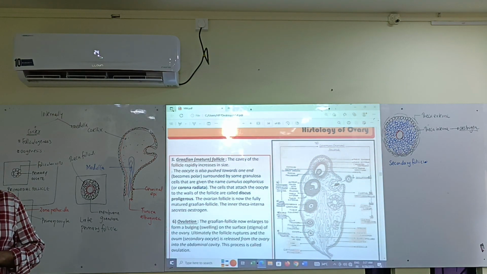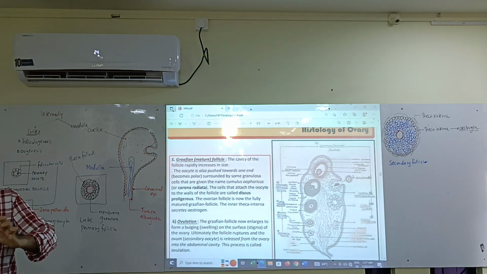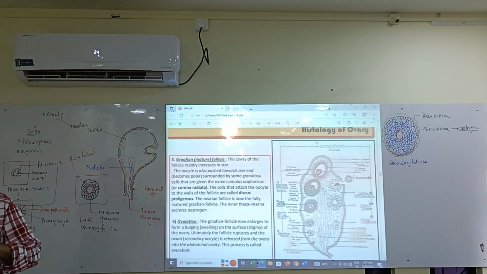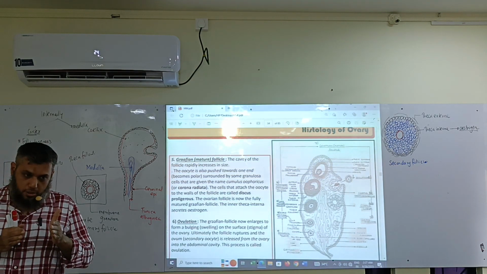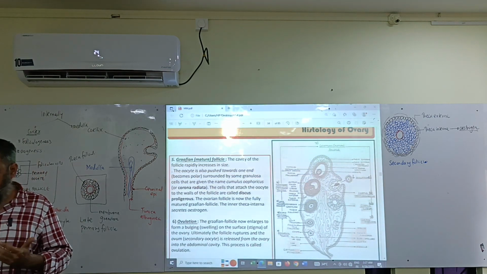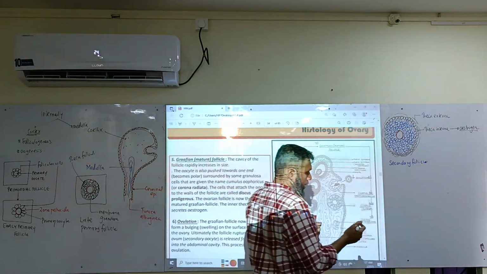उसके अराउंड एक फाइब्रस कवरिंग था, उसको क्या कहा हम लोगों ने? थीका फॉलिक्यूलाई. फिर नेक्स्ट क्या चेंज आया? थीका एक्सटर्ना बना, थीका इंटरना बना. थीका इंटरना क्या सिक्रीट करता है? एस्ट्रोजन. तो एक प्राइमरी oocyte है, जोना पेलुसिडा है, मेम्ब्रेना ग्रैनुलोसा है, थीका इंटरना है, थीका एक्सटर्ना है. बराबर है. क्या क्या है अभी तक हमारे पास? प्राइमरी oocyte है, फिर जोना पेलुसिडा है, फिर मेम्ब्रेना ग्रैनुलोसा है, थीका इंटरना है, थीका एक्सटर्ना है.